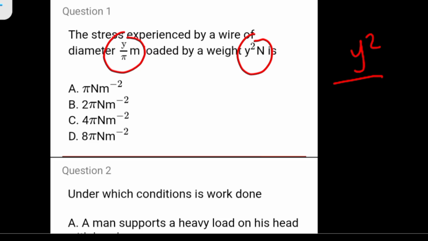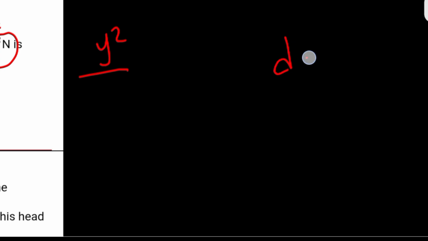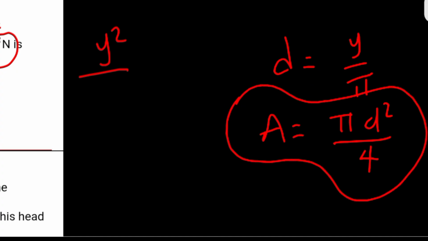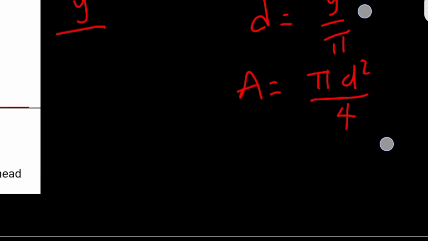So let's find the area real quick. The diameter is given by y over pi. Now, since we have y over pi as the diameter, you can find the area by using the formula for area, which is pi d squared divided by 4. Instead of dividing this by 2 to find the radius first and using pi r squared, which will be longer, just use this formula, which relates area to diameter.